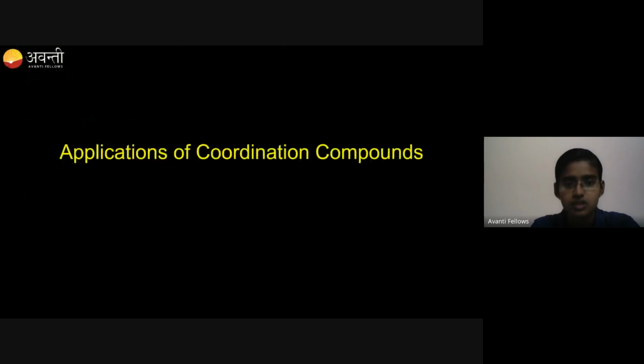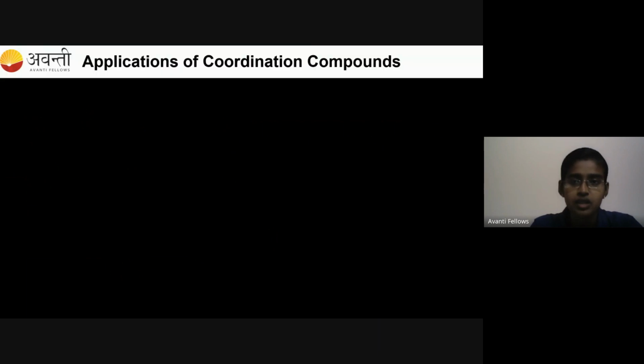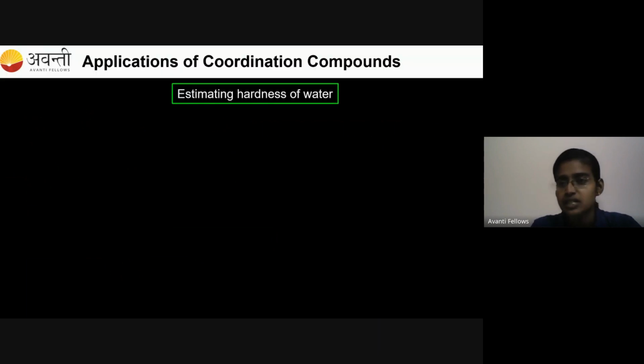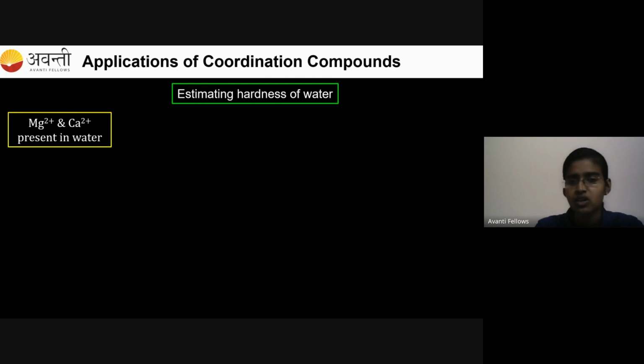Applications of coordination compounds, the very last topic of this lesson. So the first application is that coordination compounds are used for estimating the hardness of water. We have two different types of water, hard water and soft water. In hard water, we have several types of ions like magnesium ion, calcium ion, bicarbonate ion, chloride ion. So all different types of ions will be there.